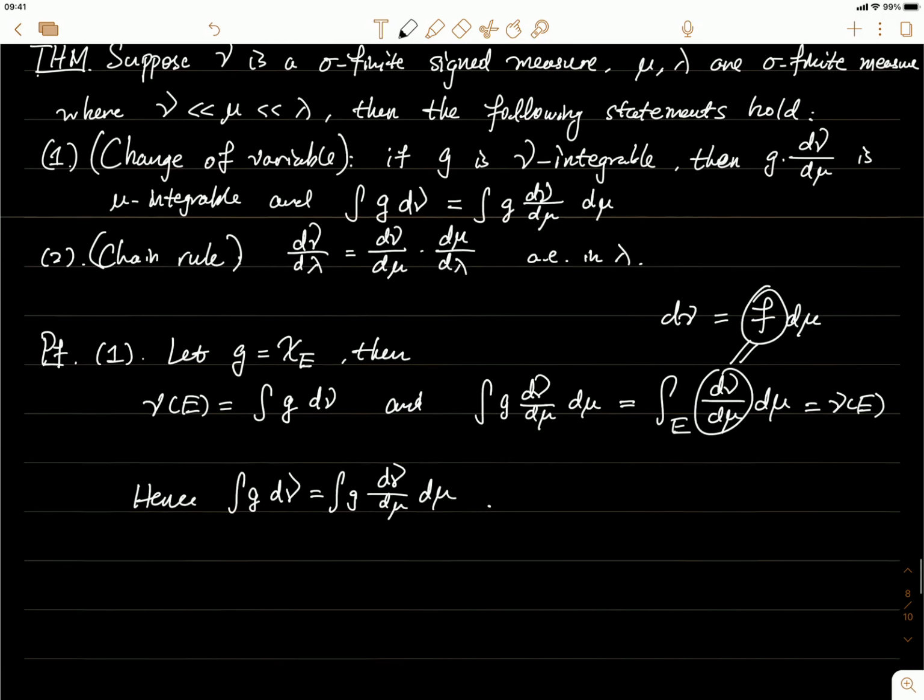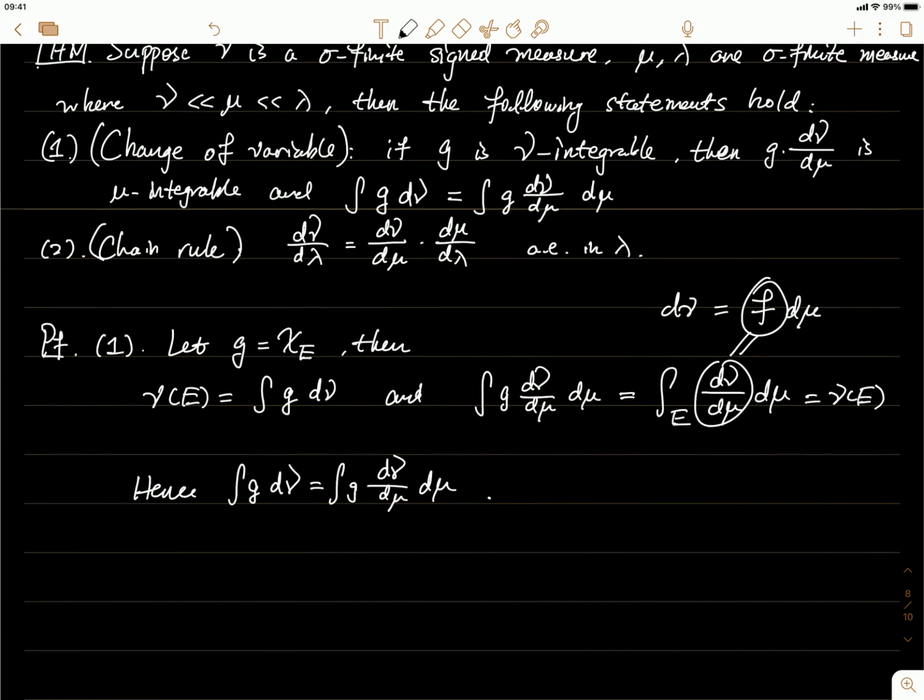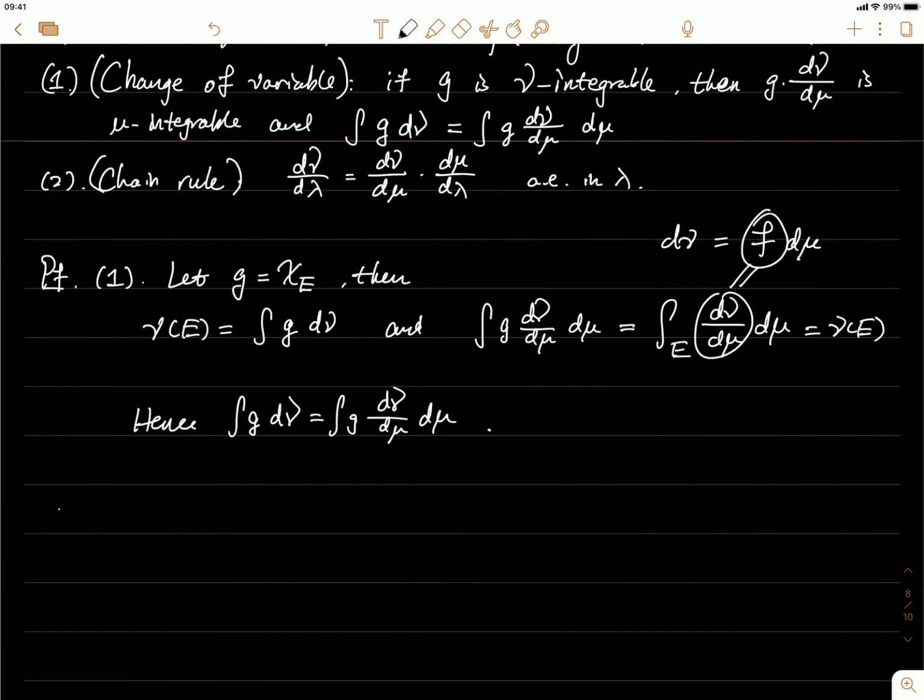Okay, and now, as we said, E is arbitrary, so we can show this is true for an arbitrary characteristic function of E, and then we use the linearity, then we use the approximation of a general measurable function using a sequence of simple functions. We can prove this one. Okay, so that's the proof for part one, pretty easy. The second part is the chain rule. For the chain rule, we need to show that these two Radon-Nikodym derivatives are equal.